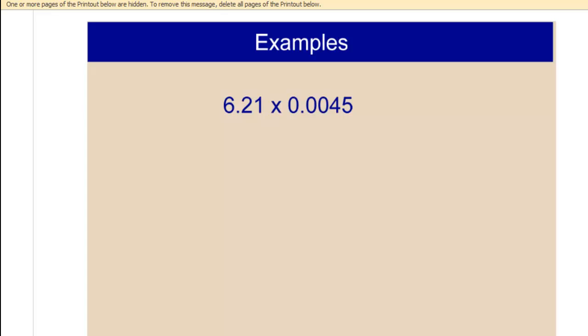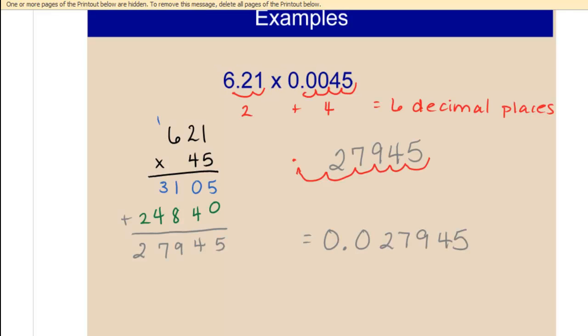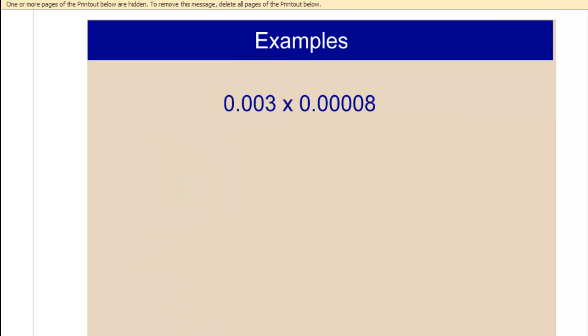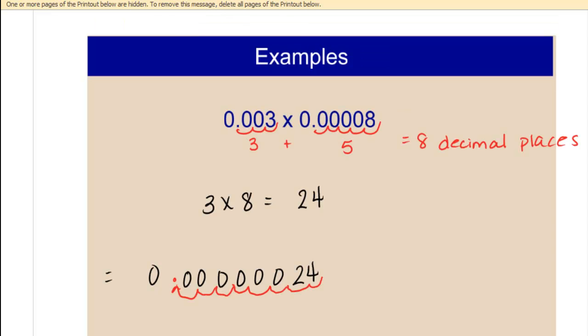Go ahead and complete this first example and check back to see if you have the correct answer. So here we're multiplying a number with 2 decimal places times a number with 4 decimal places. So our answer should have 6 decimal places. Our answer is 27,945, but we have to move that decimal 6 places. When we do that, we end up with 0.027945.